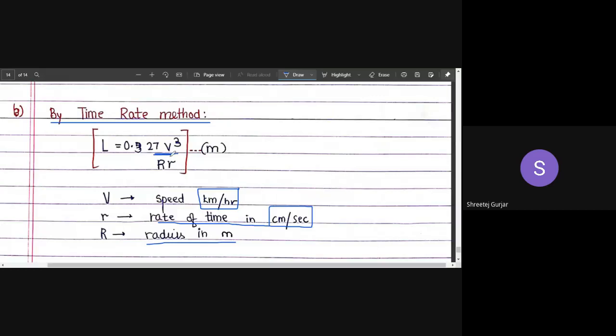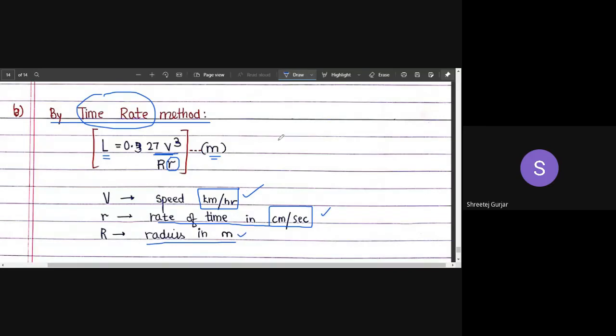So this will be given to you, the rate of change of acceleration. I think it is right, it is nothing but rate of time, correct? You can see the time rate method is written. So it is the rate of time in centimeter per second. All these things will be given to you. You have to just substitute and calculate capital L. This will also give you the answer in meters. Make sure while substituting you follow these particular units.